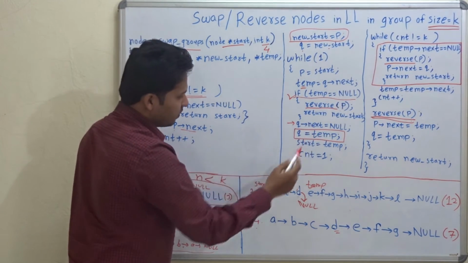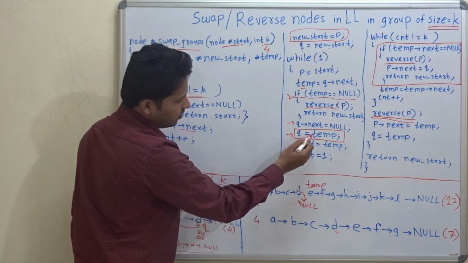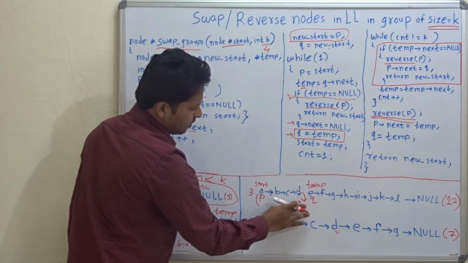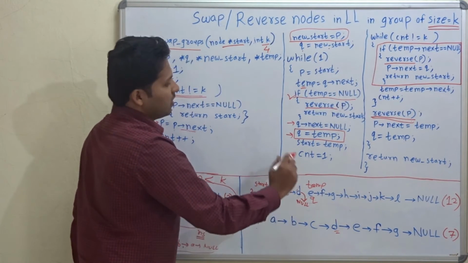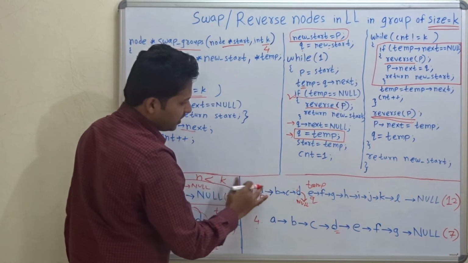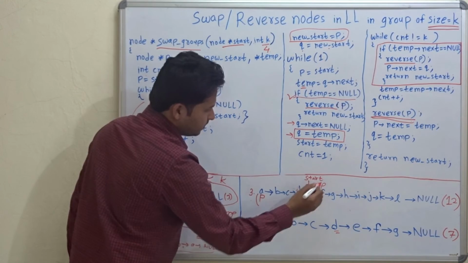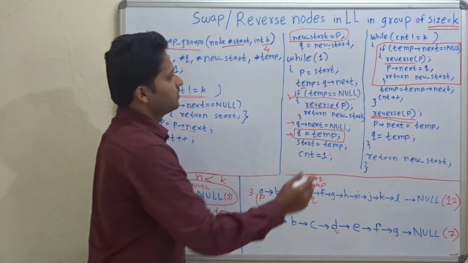So Q is equal to temp. The next line is Q is equal to temp. So Q will point to E now. I will just make it clean. Now start is equal to temp. So this start pointer will jump to temp. So here you will understand in the next iteration why we did all this.